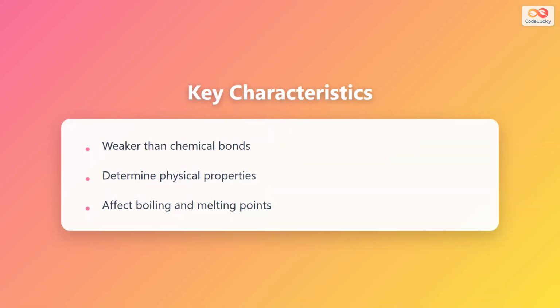Intermolecular forces have three key characteristics worth noting. First, they are weaker than chemical bonds. You need much less energy to overcome intermolecular forces than to break chemical bonds. Second, they determine physical properties of substances, like whether something is a solid, liquid, or gas at room temperature. Third, they significantly affect boiling and melting points. Stronger intermolecular forces mean higher temperatures are needed for phase changes.